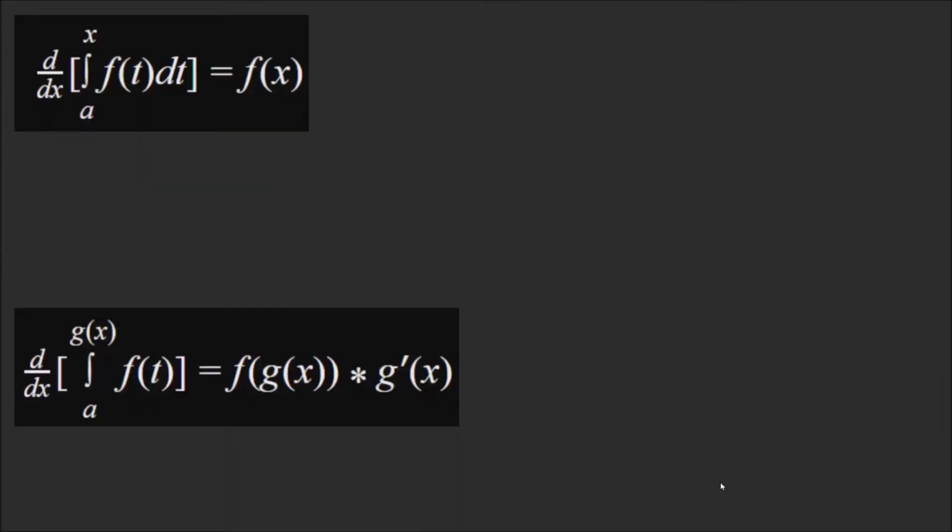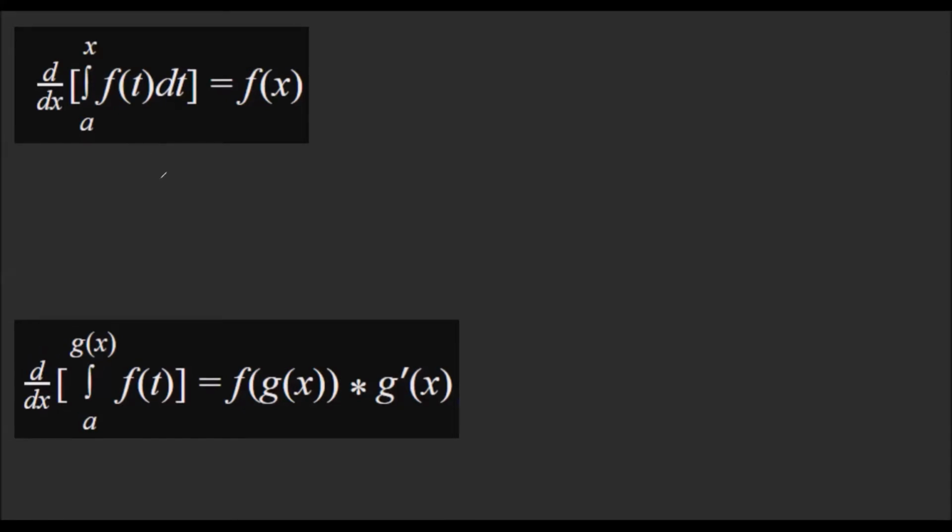So let's say we have the function f of t, and we're taking the integral from a to x of f of t. Now, if we were to take the derivative of that, you'd end up with f of x, and I'll show you how. First let me start off by saying that let capital F of t be the antiderivative of the lowercase f of t. Meaning if we were to take the derivative of capital F of t, we'd end up with the function lowercase f of t.